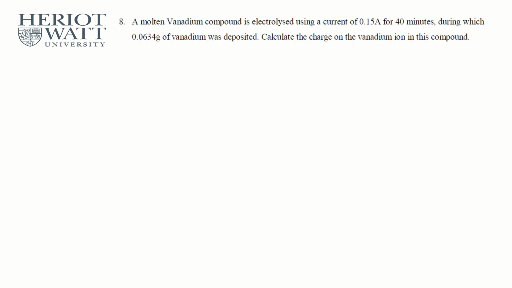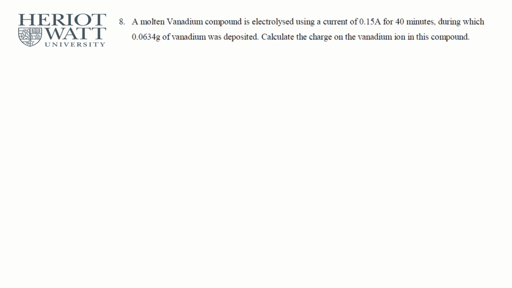Okay, number 8. A molten vanadium compound is electrolyzed using a current of this and this, during which 0.0634 g of vanadium was deposited. Calculate the charge on the vanadium ion in this compound. So we are not sure. Vanadium is a transition metal, and they can have different charges, different oxidation numbers. So what is the charge of this based on the information given step by step? This is a bit tricky, but should be fine.